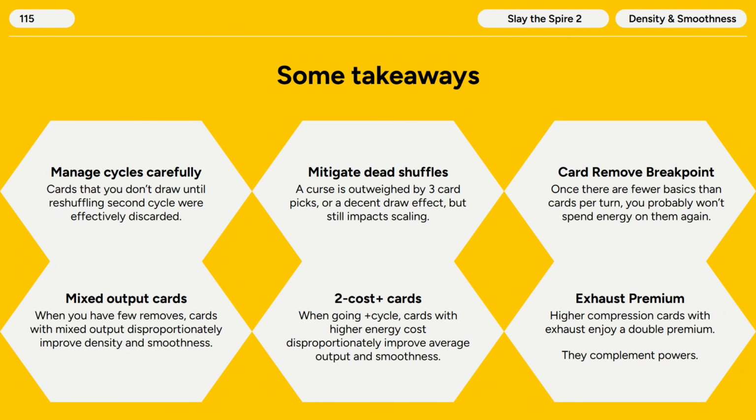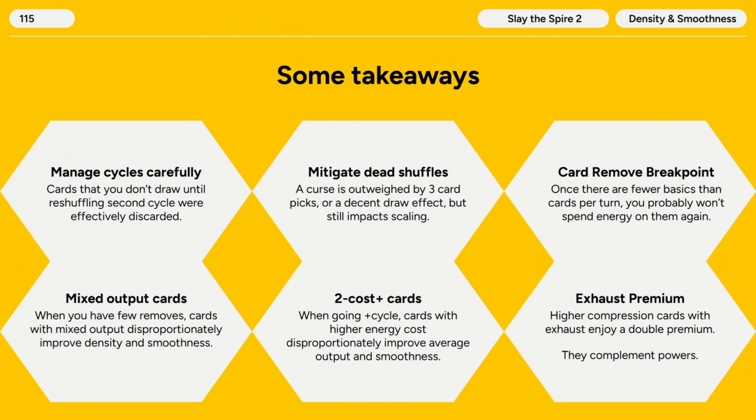Mitigate your dead shuffles. A curse is outweighed by 3 card picks or a decent draw effect, but it still impacts your scaling. Just like we talked about where powers need to lead the way for the size of your deck and power density needs to be what you build the rest of your deck around, if you are adding curses to your deck, well, you're going to need extra powers to mitigate that decrease in the density. You don't want a curse to eat into the budget that you have for dead draws in the hallway fight that should be going to powers to help you scale.